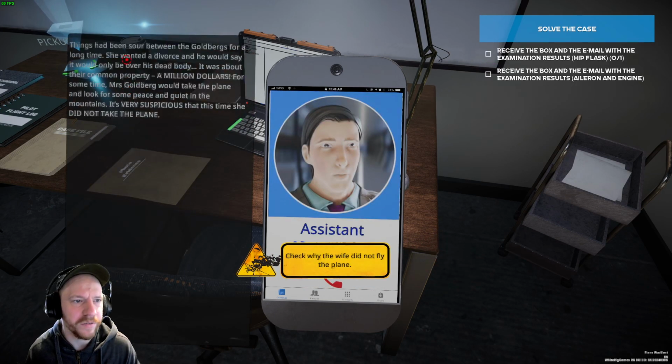Let's call the assistant. Things had been sour between the Goldbergs for a long time. She wanted a divorce, and he would say it would be over his dead body. It was about their common property, $1 million. For some time, Mrs. Goldberg would take the plane and look for some peace and quiet in the mountains. It's very suspicious that this time she did not take the plane.